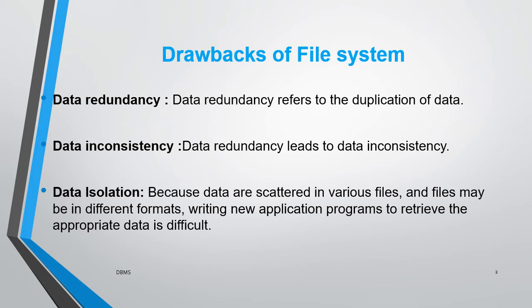Next is data inconsistency. Data redundancy leads to data inconsistency. Now we have seen an example where the student data is kept at three places. It is with the teachers, with the librarian, and with the accounts department as well. Now, if you make changes, for example your phone number changes, so what will happen?